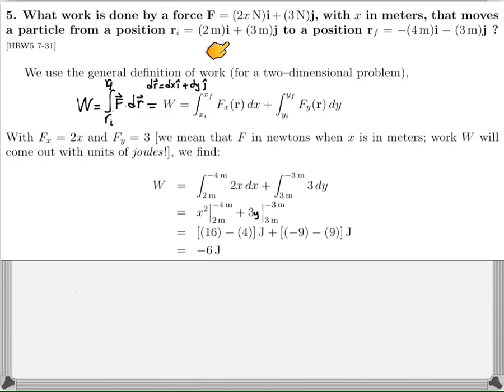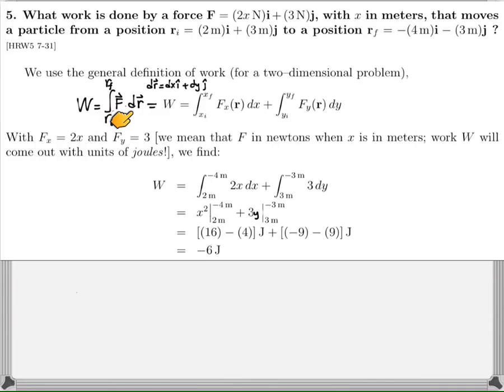And the question is, what is the work done by this force moving an object from the initial position vector, 2 meters in x and 3 meters in y, to the final position, minus 4 meters in x and minus 3 meters in y. So the formula that you have to use in this problem is this integral.